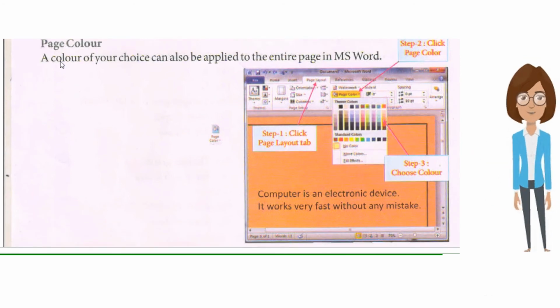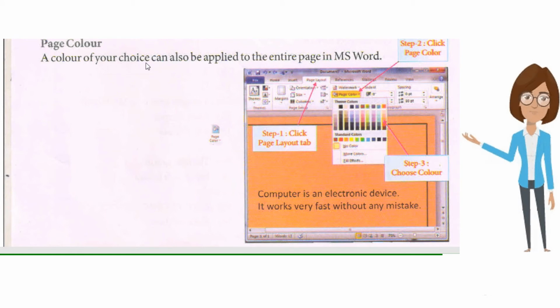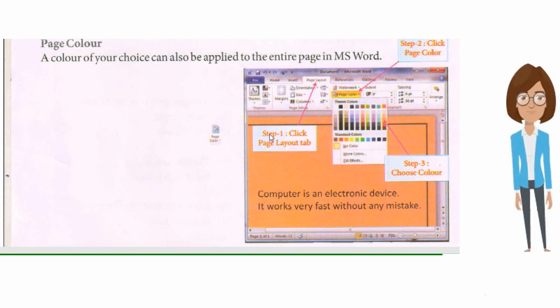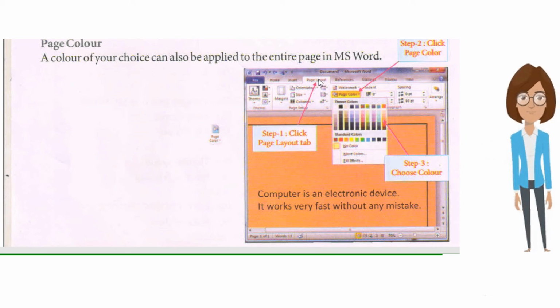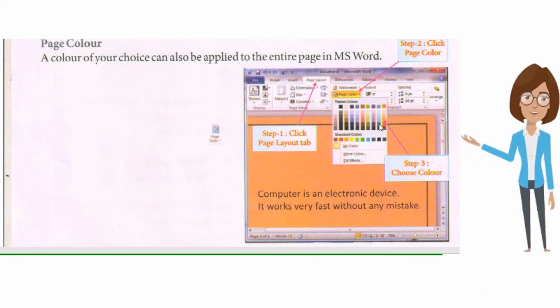Page color. A color of your choice can also be applied to the entire page in MS Word. Step 1, click page layout tab. Step 2, click page color. Step 3, choose color. Computer is an electronic device. It works very fast without many mistakes.